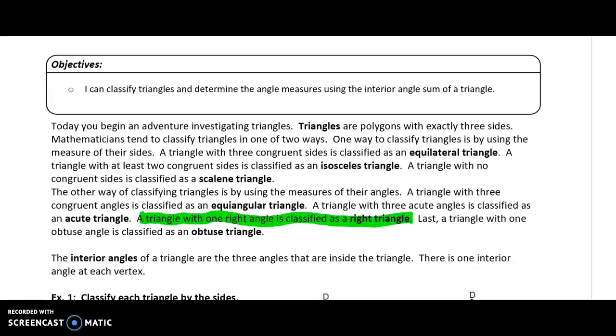A triangle with 1 right angle is classified as a right triangle. And then finally, a triangle with 1 obtuse angle. Again, an obtuse angle is an angle that measures more than 90 degrees. All right, so if you have a triangle with an obtuse angle, it's going to be classified as an obtuse triangle.